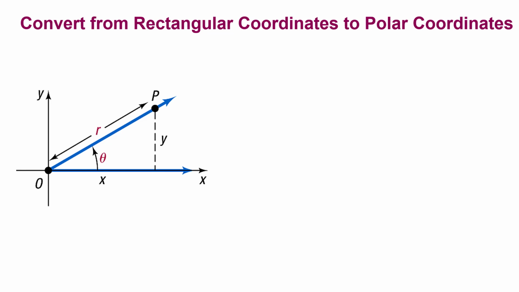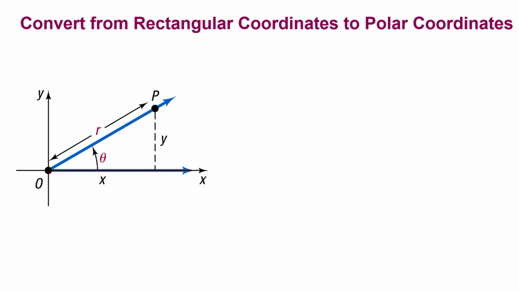In this video, we're going to learn how to convert from rectangular coordinates to polar coordinates. Let's use the following figure to help us establish the formulas that we will use. In this figure, we're envisioning laying a polar plane on top of an xy Cartesian plane. The pole and the origin coincide, as well as the polar axis and the positive x-axis.